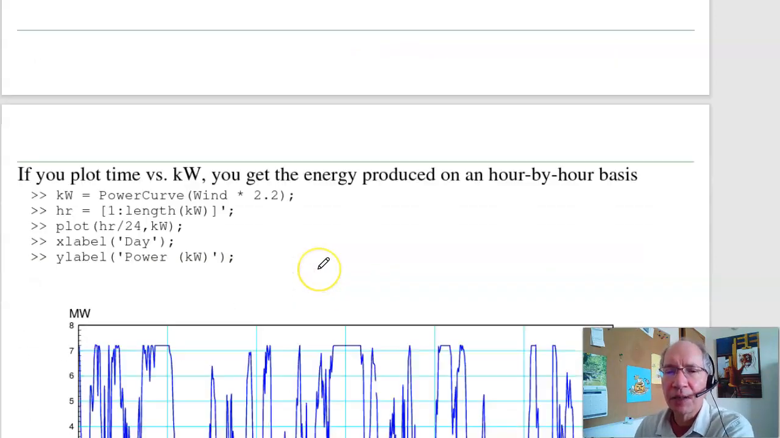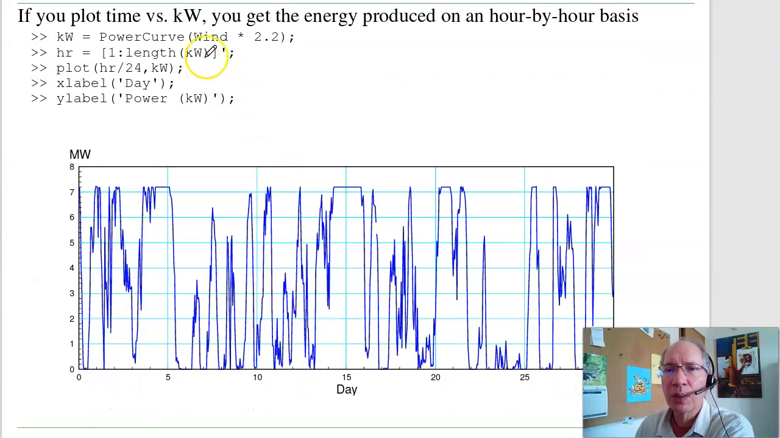Given that function, now let's convert wind speed to kilowatts. To do that, I'll take the wind speed times 2.2. That converts the wind speed from 2 meters altitude, or elevation, to 180 meters. At each point, convert to kilowatts, and then plot hours versus kilowatts. I'm actually going to do hours divided by 24, days versus kilowatts. So this is how much energy I would be producing with that wind turbine over the month of April 2023.